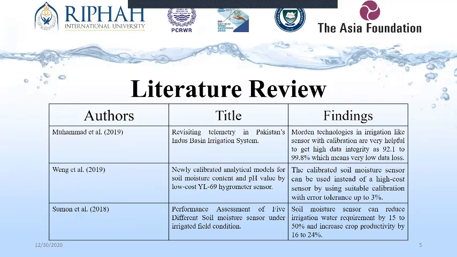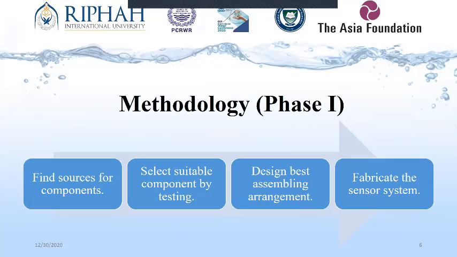The soil moisture sensor technology can better manage irrigation by reducing water use by 15 to 94% and increasing crop production by 15 to 50%. So for this study, I have divided my methodology into three phases. One is to fabricate the sensor.